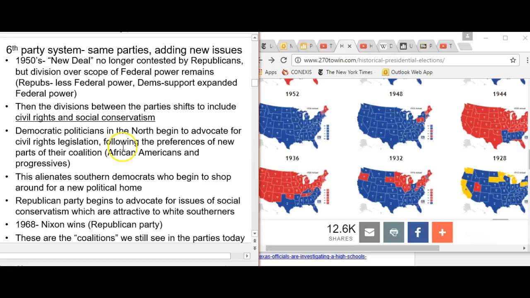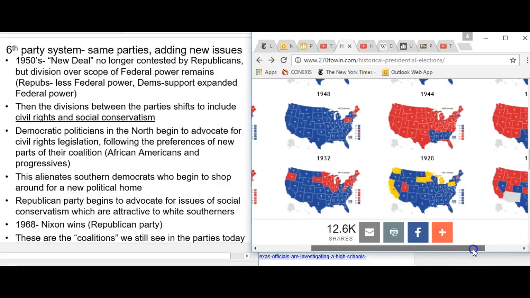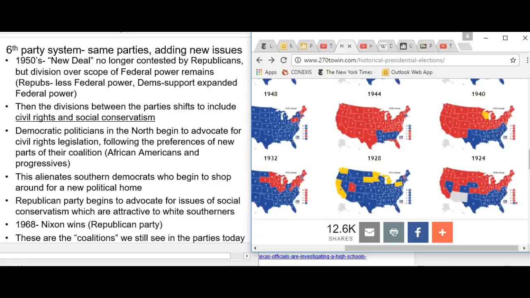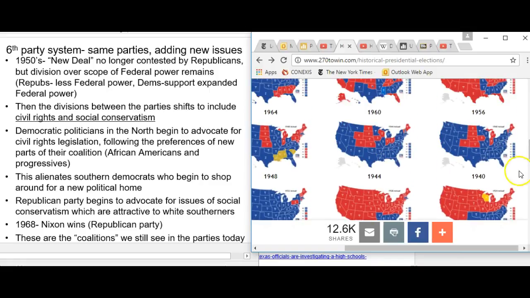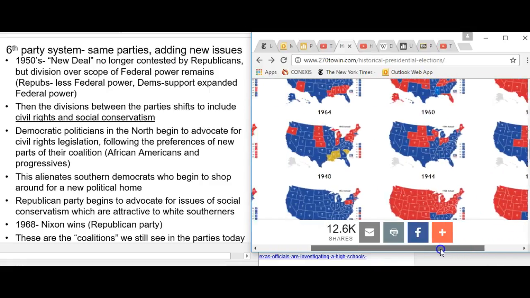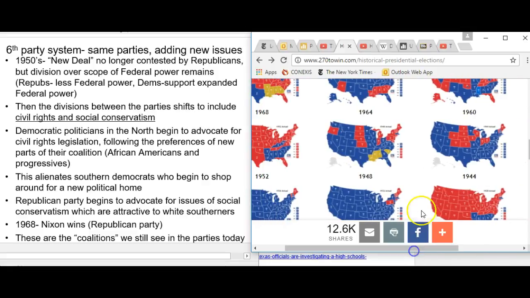Now, by the time you get to the late 1940s, the economy had begun to improve, and so economic issues were not the most motivating for voters. They started looking for other kinds of issues, or candidates started looking for other kinds of issues to attract voters to their candidacy. And one of the issues that Northern Democrats began to pick up is the issue of civil rights.